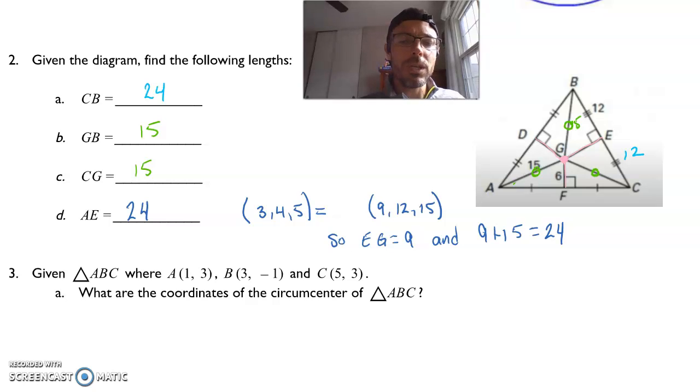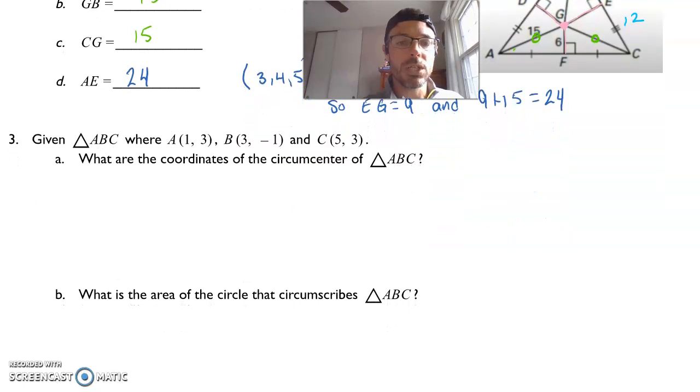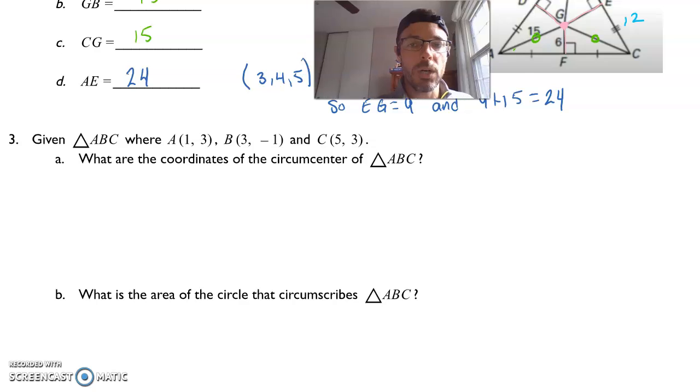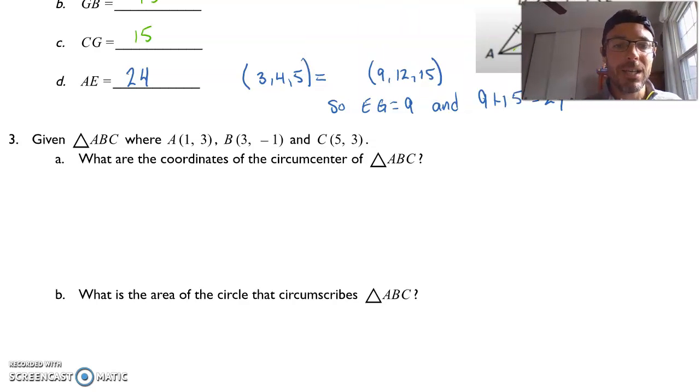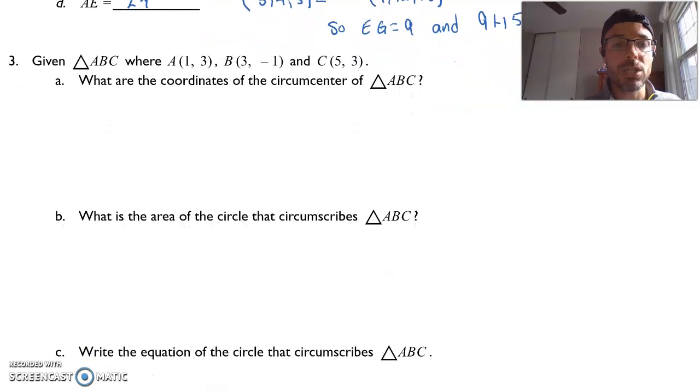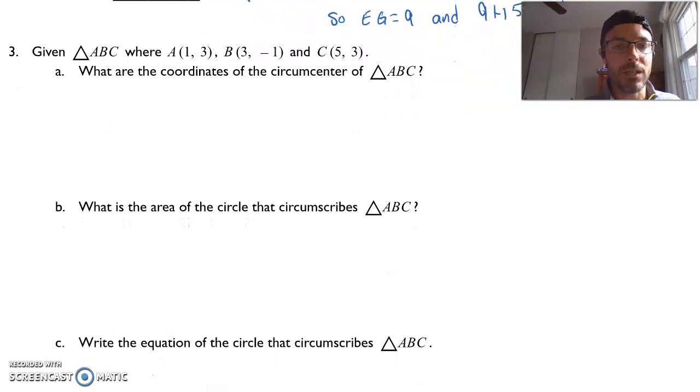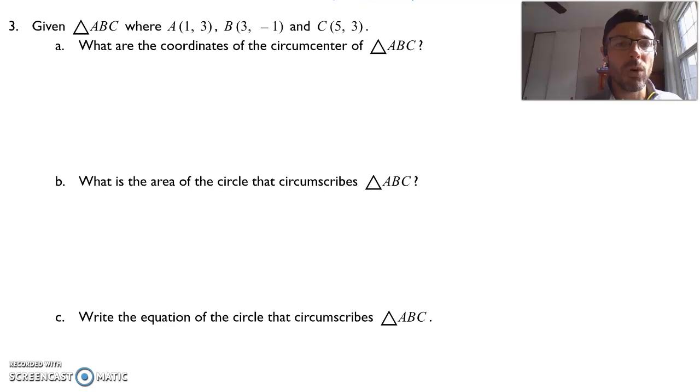All right, for number 3 here, we're going to start talking a little bit differently about some coordinate geometry. We're going to go back and start talking about the equations of lines, in this case, the equations of perpendicular bisectors. So to find the coordinates of a circumcenter, we're going to have to solve a system of equations, those equations being the perpendicular bisectors. See if you can come up with 2 equations for perpendicular bisectors given these coordinates for your triangle.